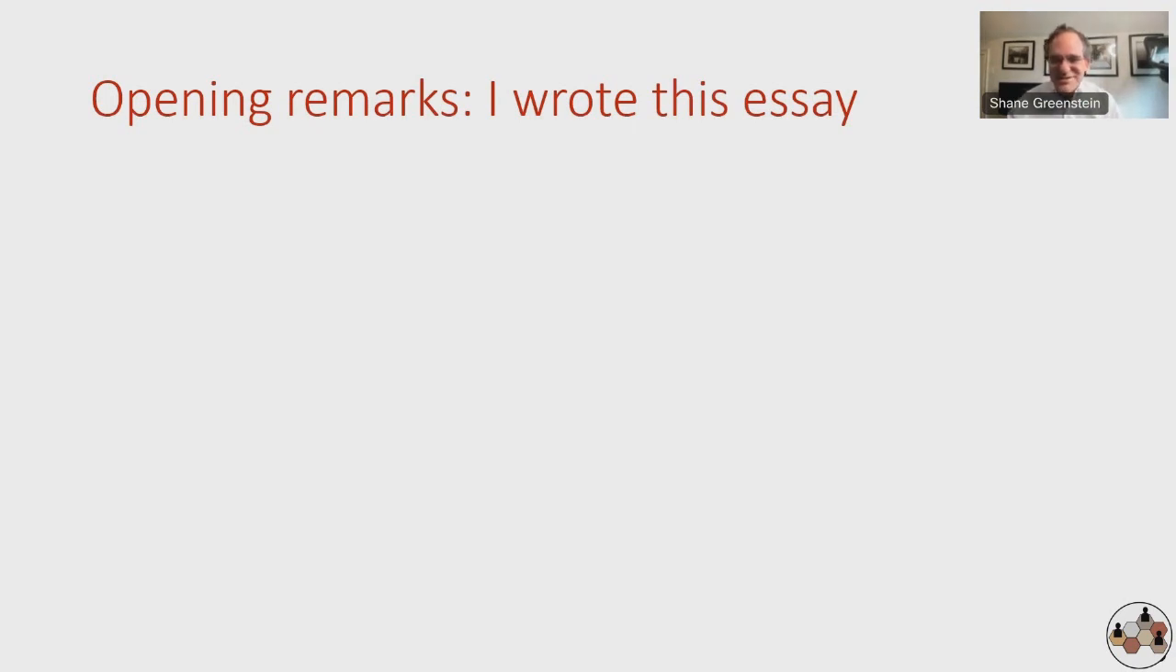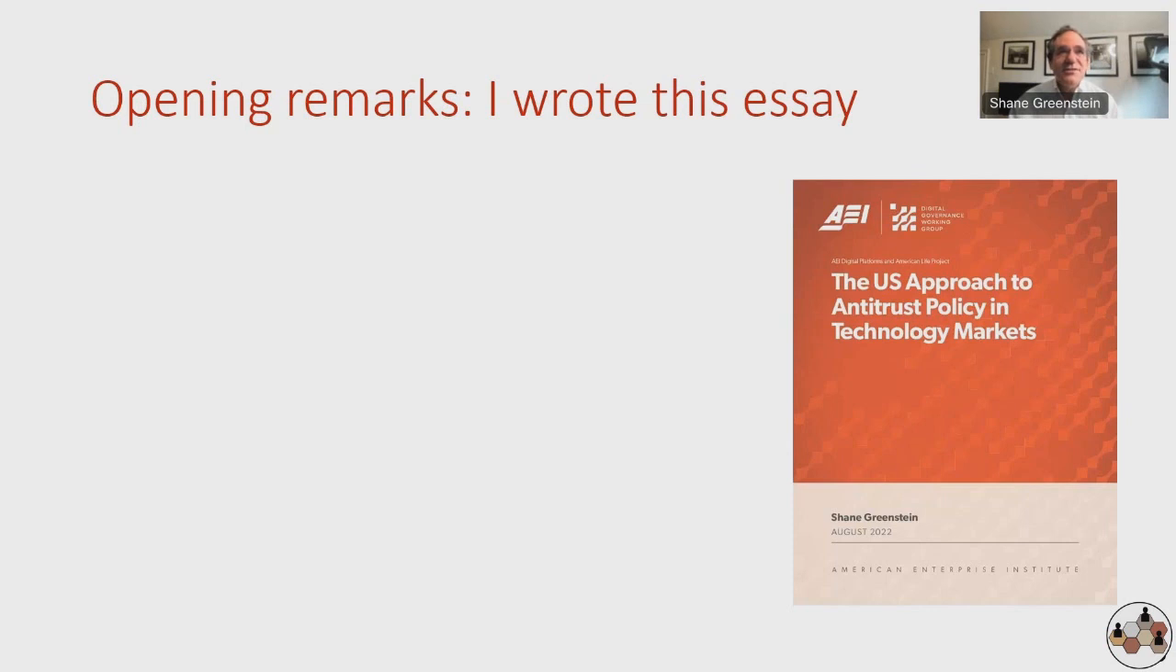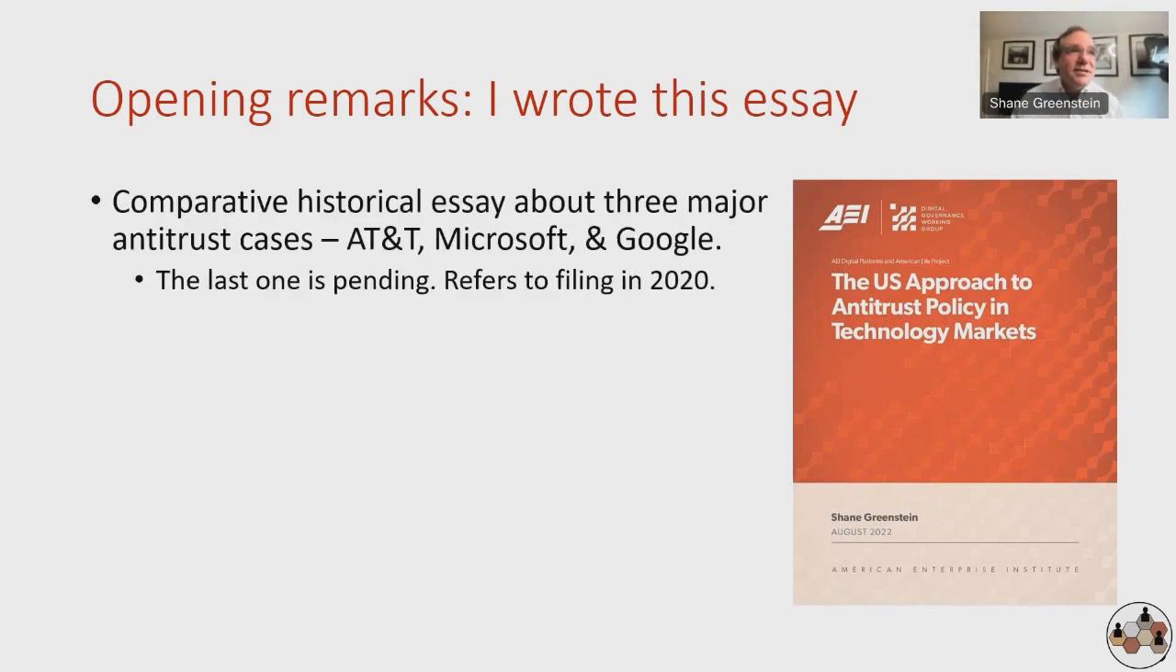When Johannes first wrote me, I said, "Why? What do you want me to say?" And he had read this essay I'd recently written, so I'm just going to use that as an opening. I wrote this essay for the American Enterprise Institute with the sort of pretentious title, "The U.S. Approach to Antitrust Policy in Technology Markets." It's a comparative essay about three major cases, where the last one is the one that was pending against Google, or Alphabet, if you will, as of the fall. Of course, there's been a bunch of recent filings since then, but I'm still only going to refer to the federal case in the fall.